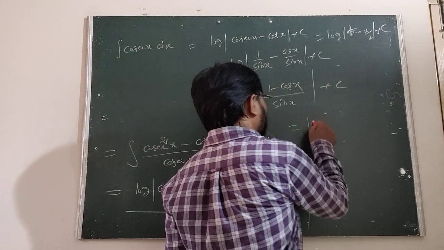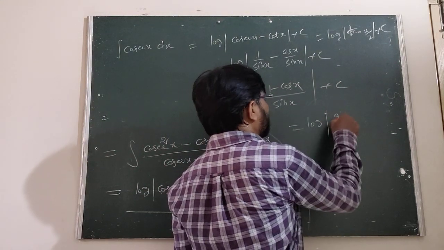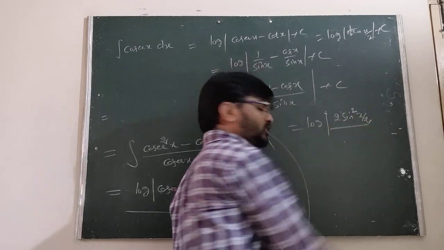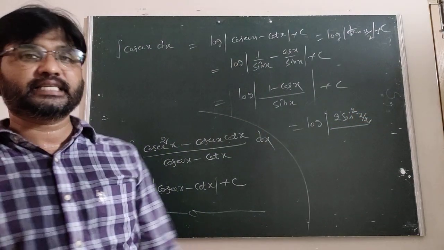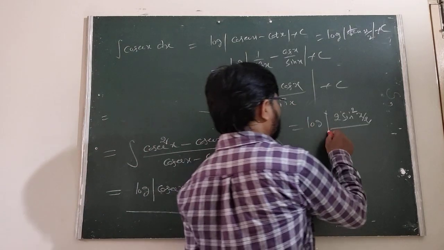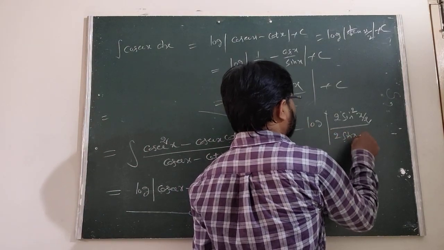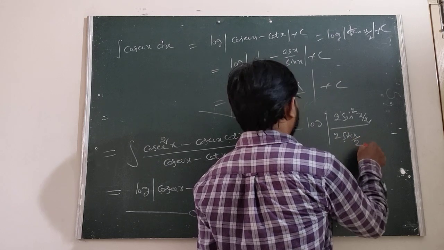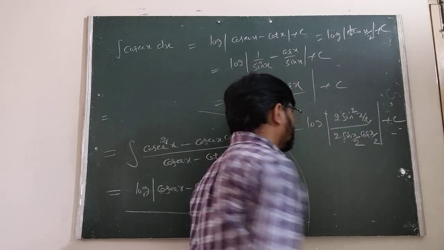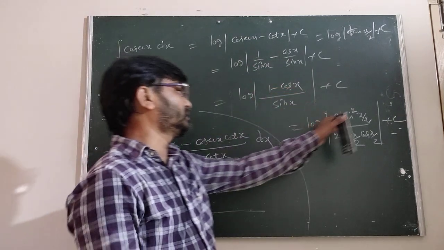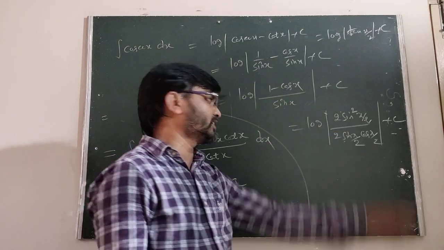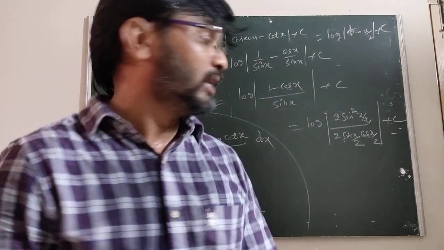Therefore, this is log mod of 2 sin square x by 2. 1 minus cos x is 2 sin square x by 2. But sin x is 2 sin x by 2 into cos x by 2, plus c. Is it clear? The 1 minus cos x is 2 sin square x by 2 and sin x is 2 sin x by 2 into cos x by 2.